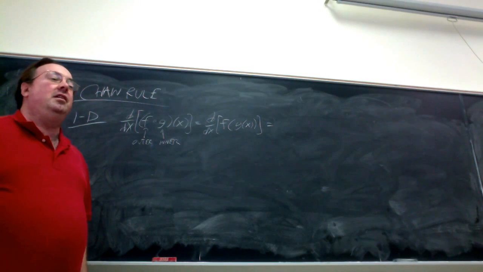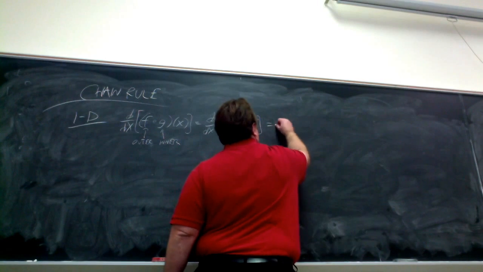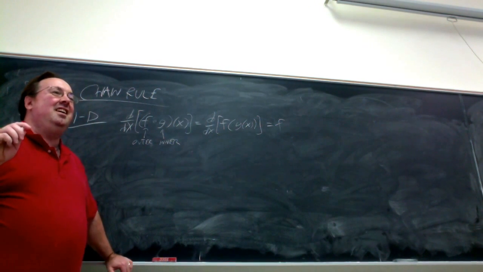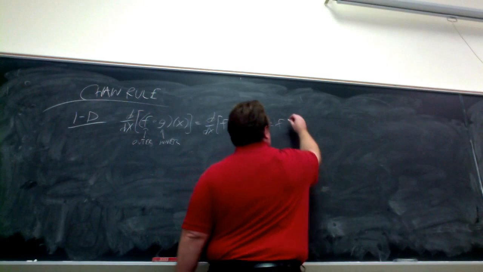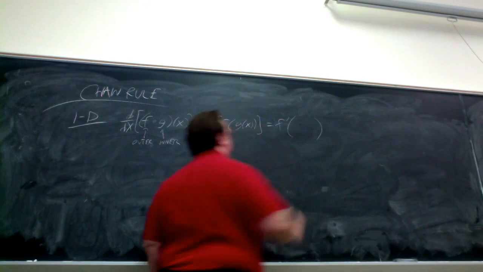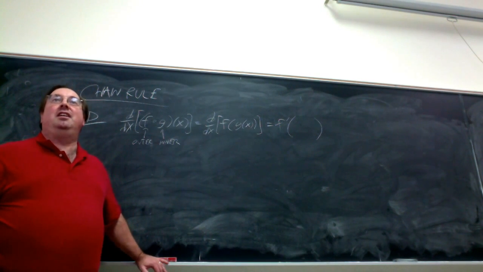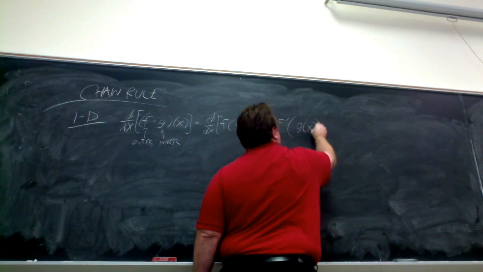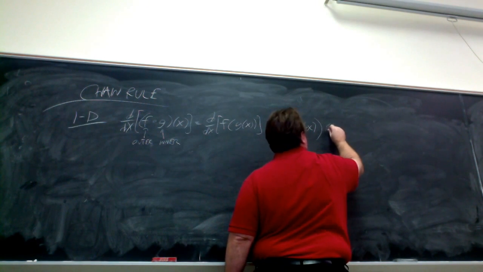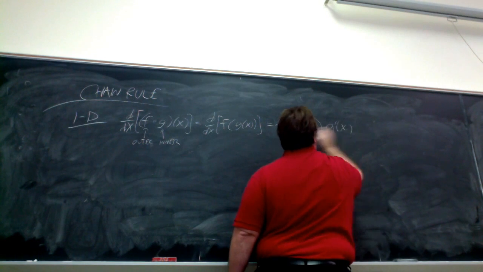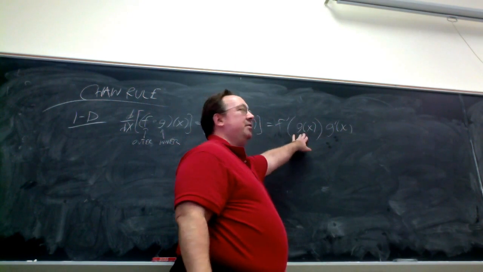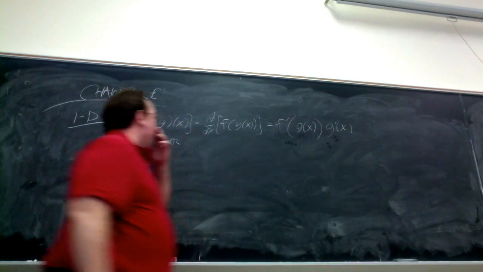Derivative of the first, keep the second, plus... not product rule. Times the derivative of the inside. Yeah, so f prime of g of x, times g prime. So you're multiplying the two derivatives. You have to make sure that you evaluate the derivative of your outer function at the inner function, not just x.